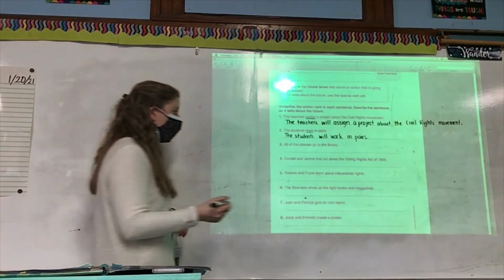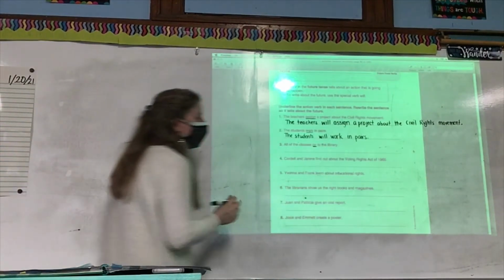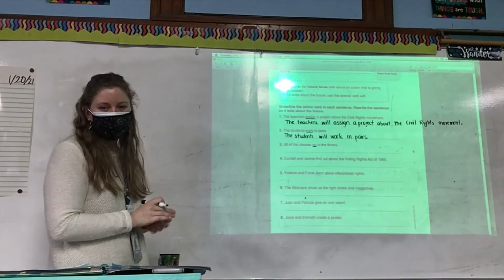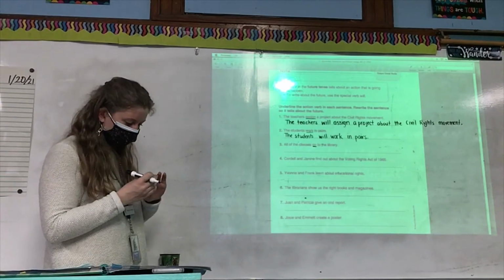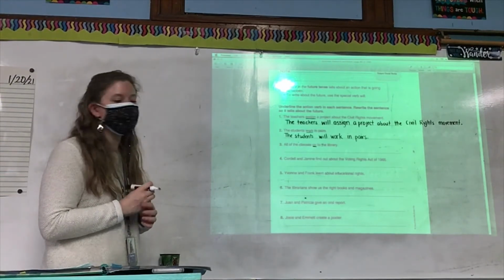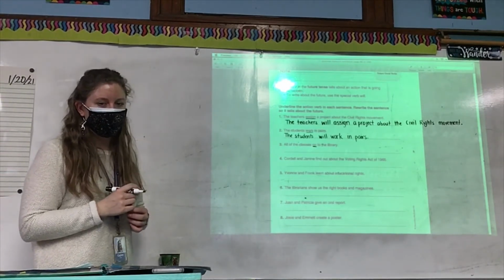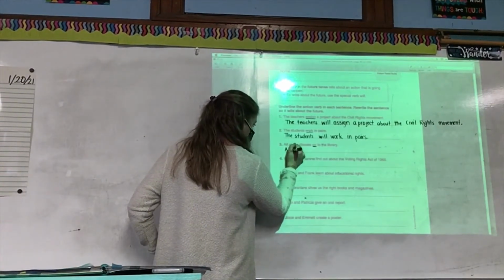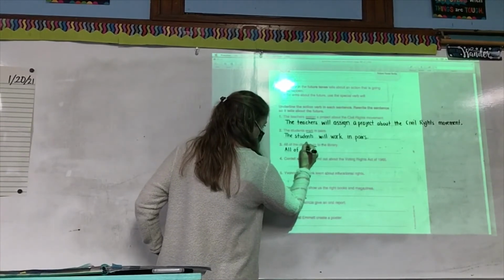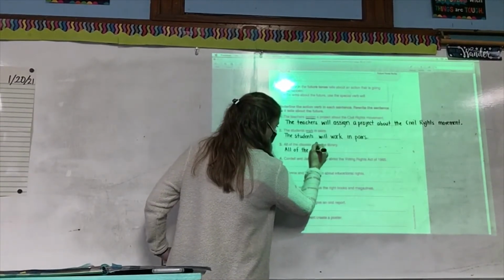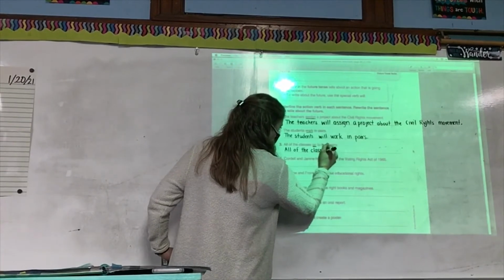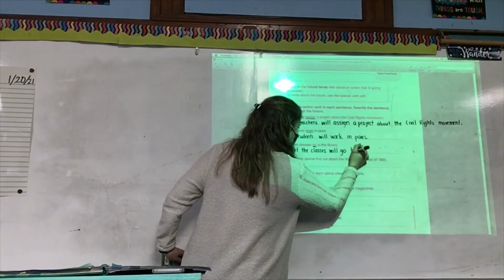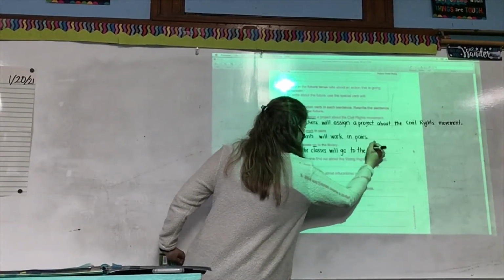Go. Very good. Now it's in present tense, but we want to make it future tense. So what do we do? We will add will in front of go. So what will the sentence say now? It would say all of the classes will go to the library. Good. All of the classes will go to the library.